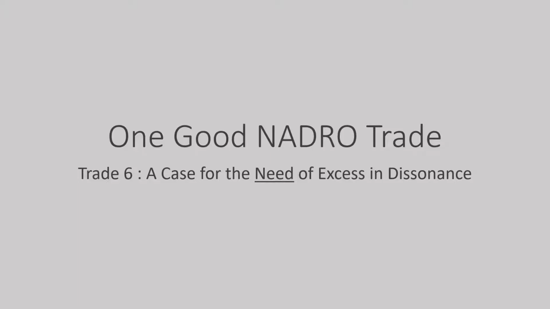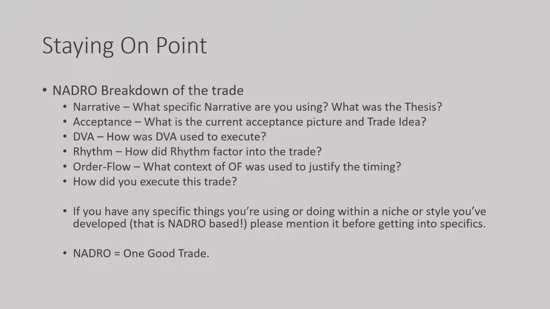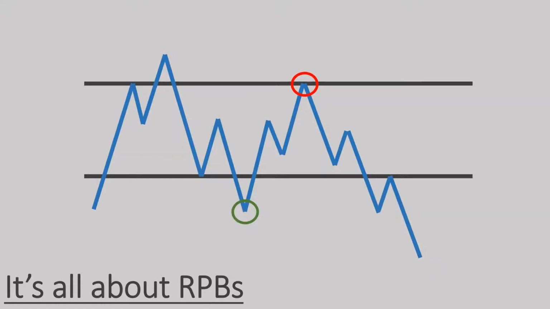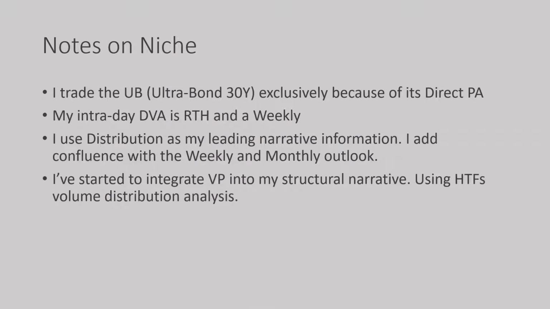Okay, so this is going to be one good NADRO trade, trade 6, a case for the need of excess in a dissonant area. Just my reminders to stay on point. And this particular video is going to be all about return pullbacks, so specifically when fading extremes is a good tactic to employ. So some notes on my niche.